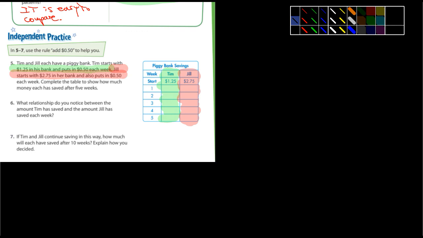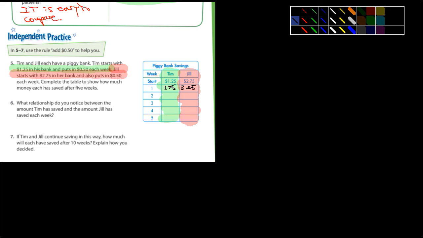So you're just going to start adding this up. So the very first one here, if you add 50 cents, it's going to become $1.75. And then for Jill, if you're going to add 50 cents, what's it become? $3.25. And then you'll just finish up the chart.